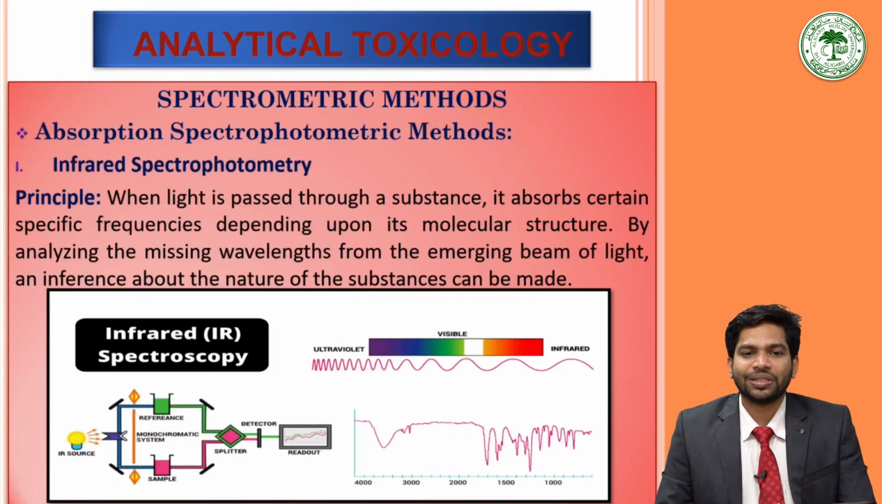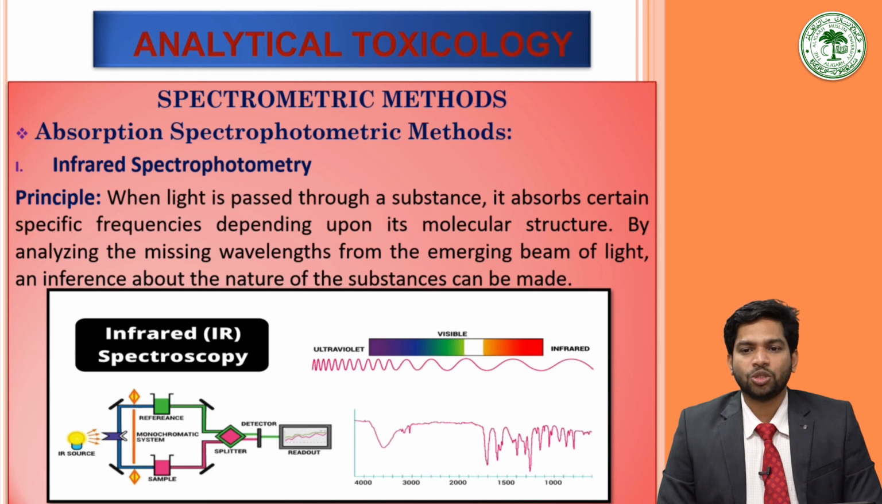Then coming to the absorption spectrophotometric methods. When light is passed through a substance, it absorbs certain specific frequencies depending upon its molecular structure. By analyzing the missing wavelengths from the emerging beam of light, an inference about the nature of the substance can be made. This is the basic principle behind absorption spectroscopy or spectrophotometry. It can be of various types. One is infrared spectrophotometry. Infrared spectrometry is used when the substance absorbs wavelengths in the infrared region.